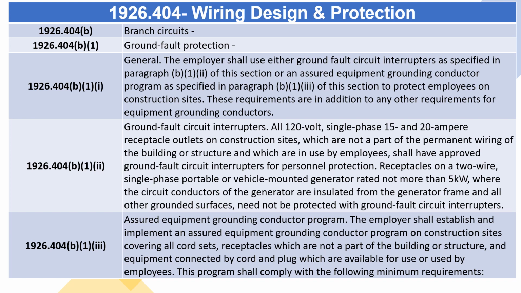1926.404(b)(1)(iii) Assured Equipment Grounding Conductor Program. The employer shall establish and implement an assured equipment grounding conductor program on construction sites covering all cord sets, receptacles which are not a part of the building or structure, and equipment connected by cord and plug which are available for use or used by employees. This program shall comply with the following minimum requirements.